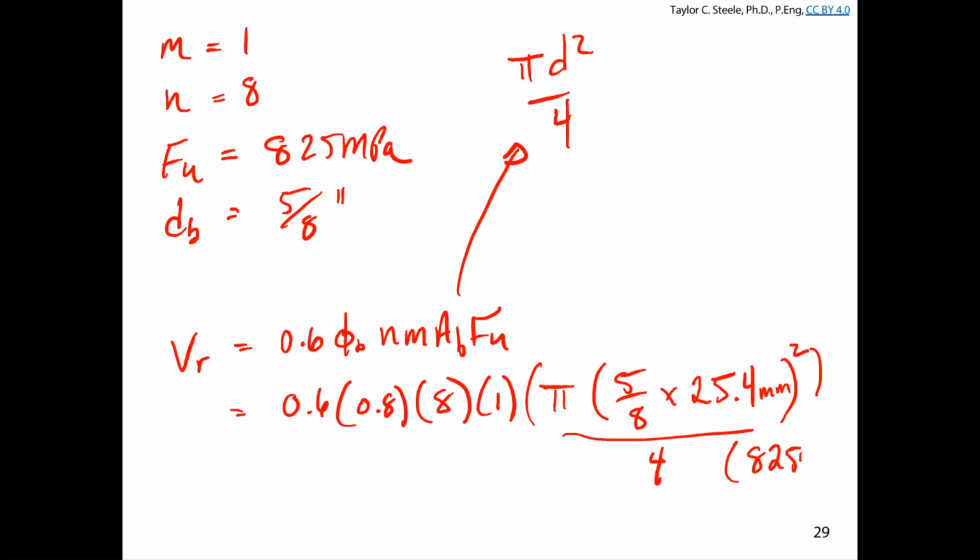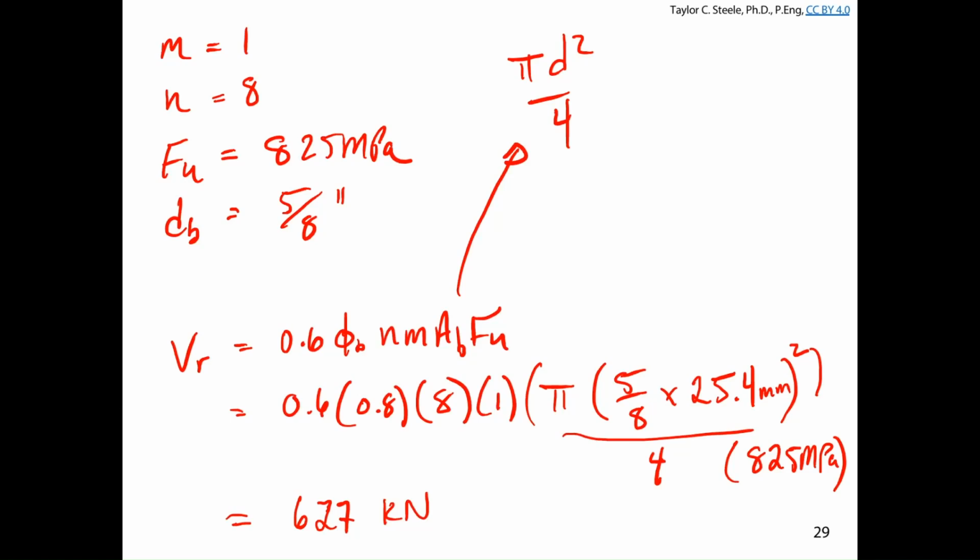multiplied by 825 MPa. Of course, this gives us a value in newtons, but I always just go through the liberty of dividing by 1,000, because that's relatively easy to do. If we do that calculation, we should end up with 627 kilonewtons.